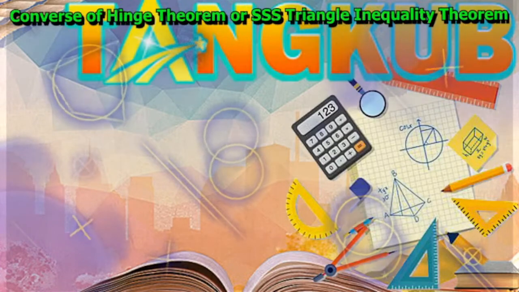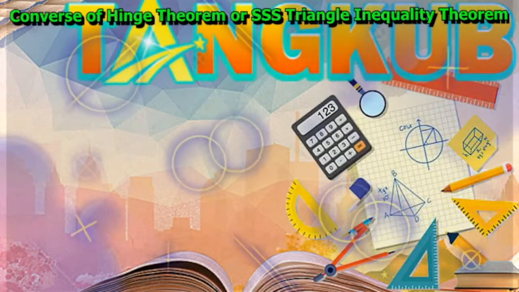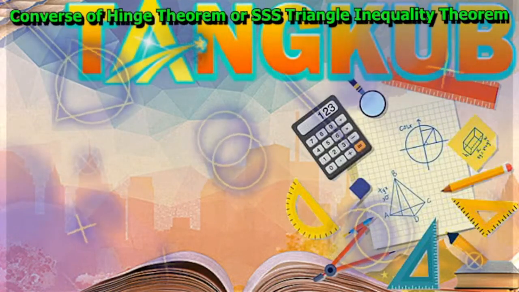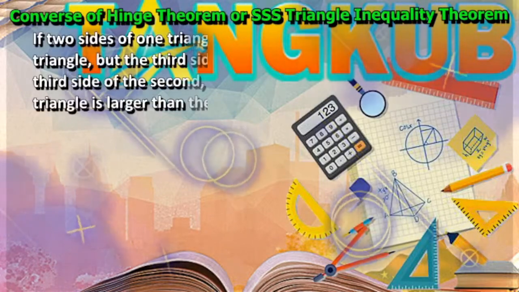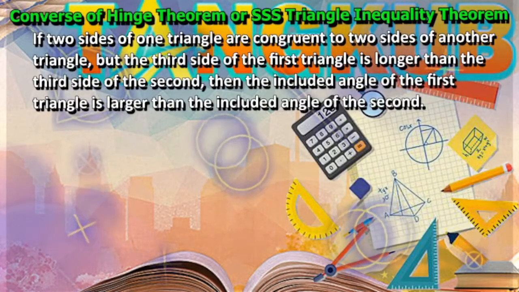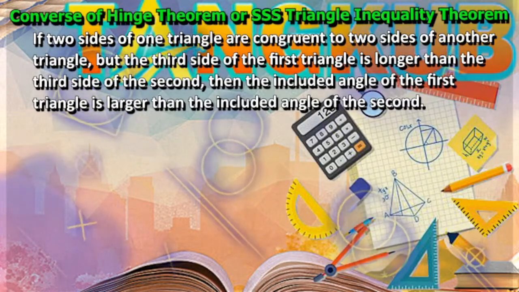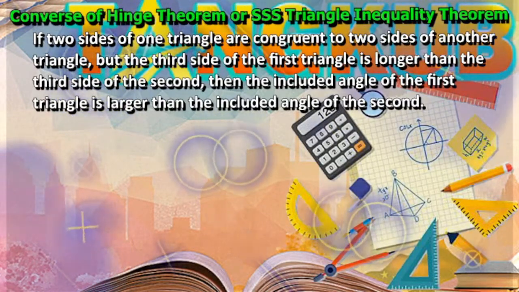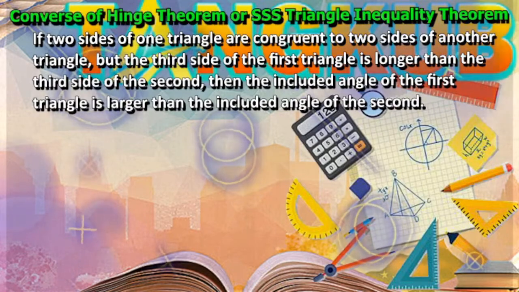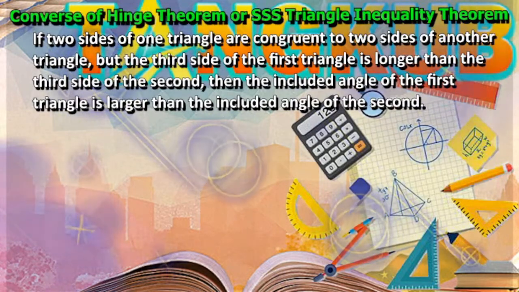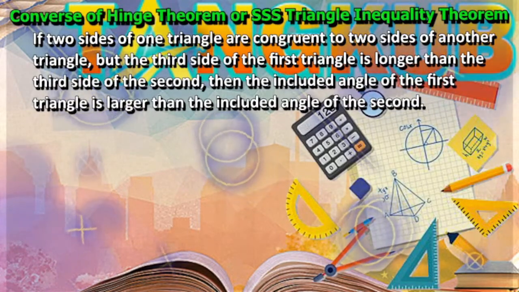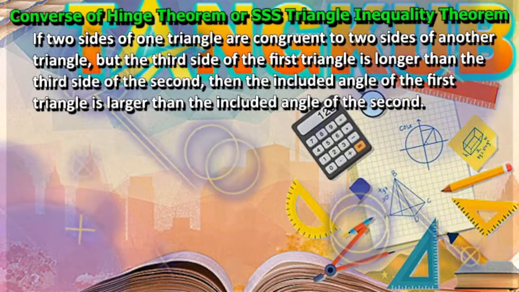Now let us have the proof of the converse of the hinge theorem, or SSS triangle inequality theorem. This theorem states that if two sides of one triangle are congruent to two sides of another triangle, but the third side of the first triangle is longer than the third side of the second, then the included angle of the first triangle is larger than the included angle of the second.